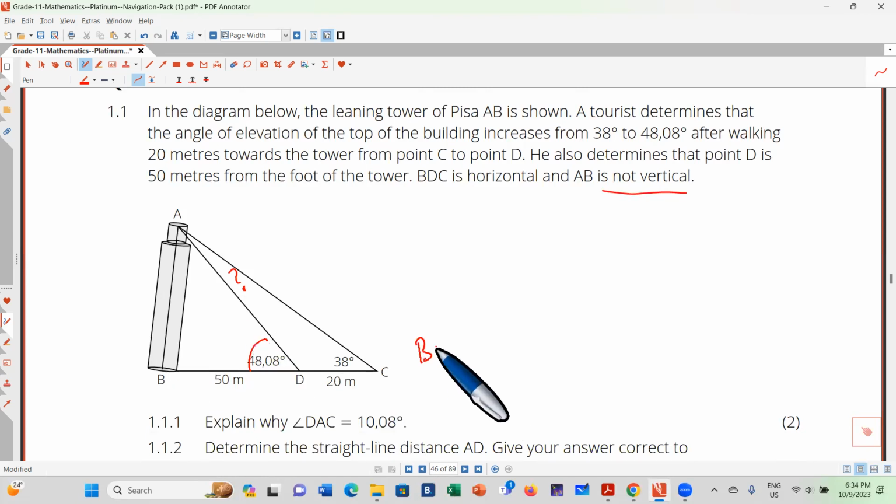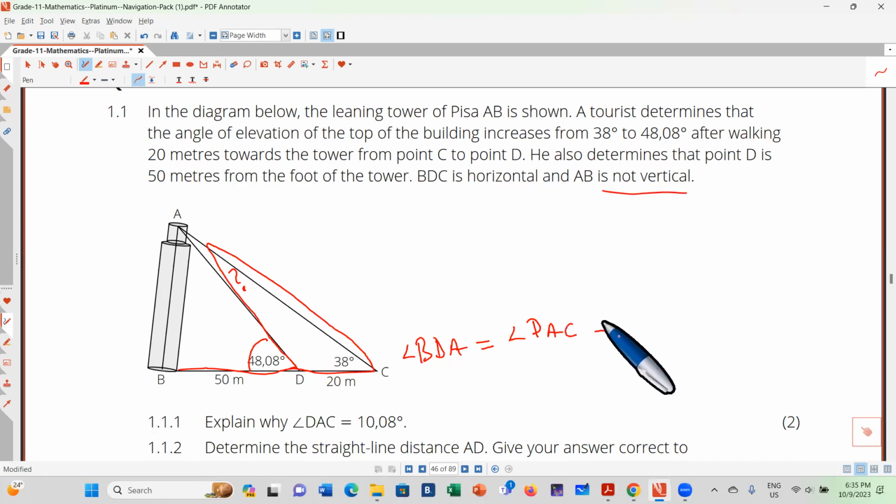So in other words, we're able to see that angle BDA, which is this one here. So we have this situation. You have that BDA is equal to the angle they're talking about, angle DAC plus 38 degrees. So this angle is equal to this plus this. What is the reason for this? Why is this angle equal to this plus that?